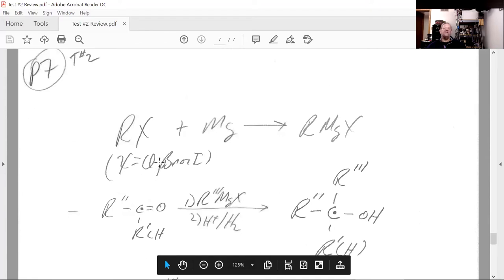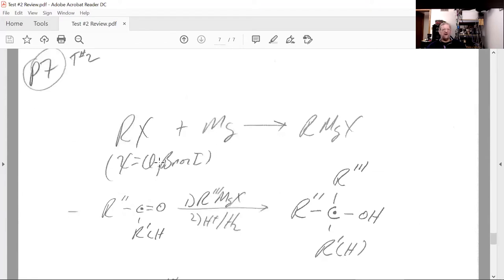All right, now let's talk about one of my special heroes in organic chemistry, Victor Grignard, the great French organic chemist. You take an alkyl halide, carbon with a halogen, chlorine, bromine, or iodine, react it with magnesium, you get the Grignard reagent.